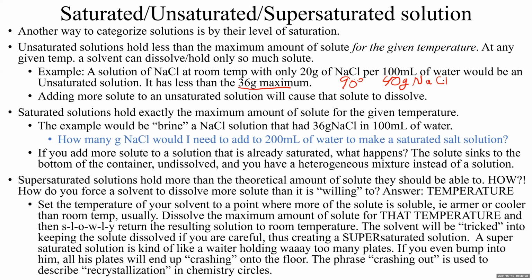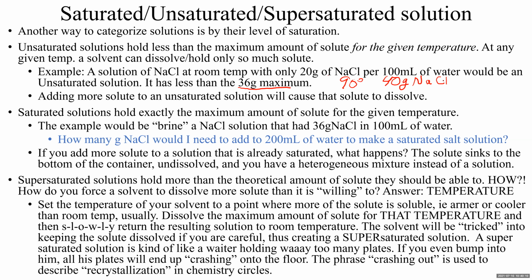A saturated solution is a single point. It's a single point at which, at a given temperature, the solution is holding exactly the maximum amount of solute for that temperature. The example would be a brine solution. A common example might be sodium chloride with exactly 36 or 36.5 grams dissolved in 100 milliliters of water. You can't add any more salt, at least not expecting it to dissolve. And if you add any less, it would be unsaturated.